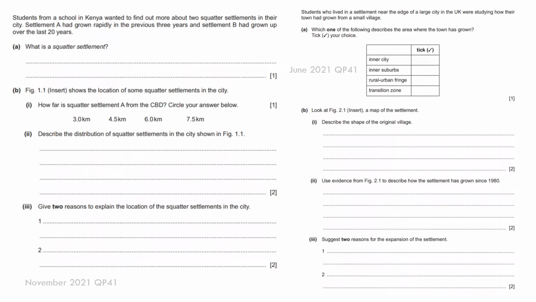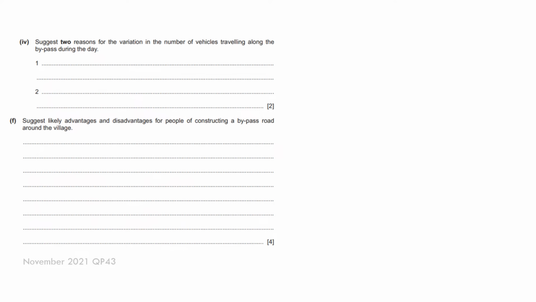And again, that comes with making sure you have done very good revision for paper 1, lots of practice for paper 2 as well, and for paper 4. Using the mark scheme, looking carefully at the mark scheme, and incorporating the points into your revision notes. And just to finalise, here we go, some advantages and disadvantages of constructing a bypass road around the village.